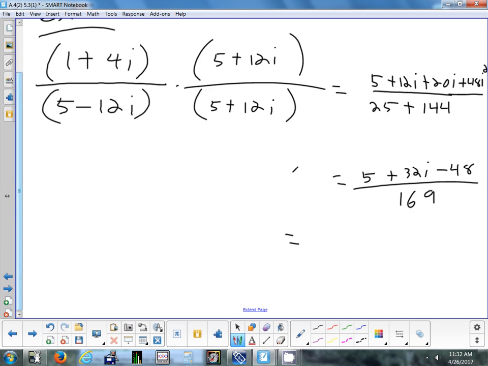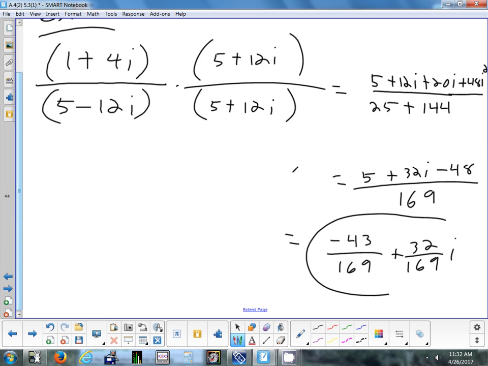169. All right, so let's combine any other like terms we've got. 5 minus 48. How much is that? Negative 43. So you get negative 43, and that's going to be over 169, plus 32, and that's over 169. And that's your final answer.